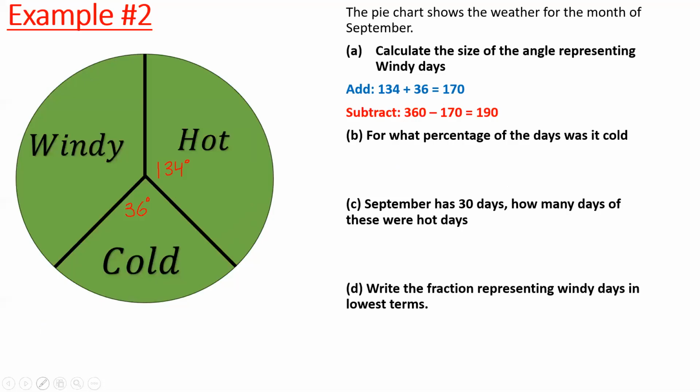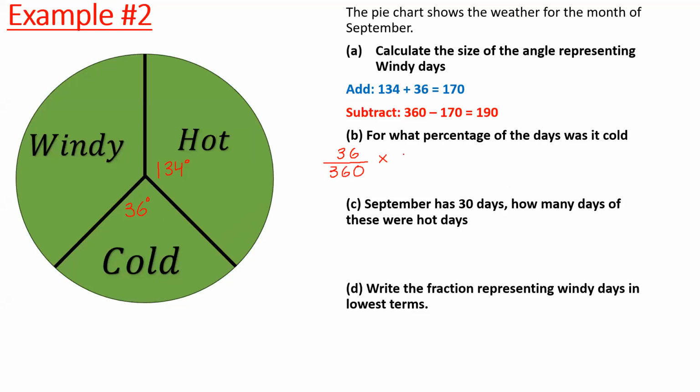Percentage of the days that were cold. How are we going to get that one? 36 over 360. So we write the fraction of cold days, 36 over 360, multiplied by 100 over 1.